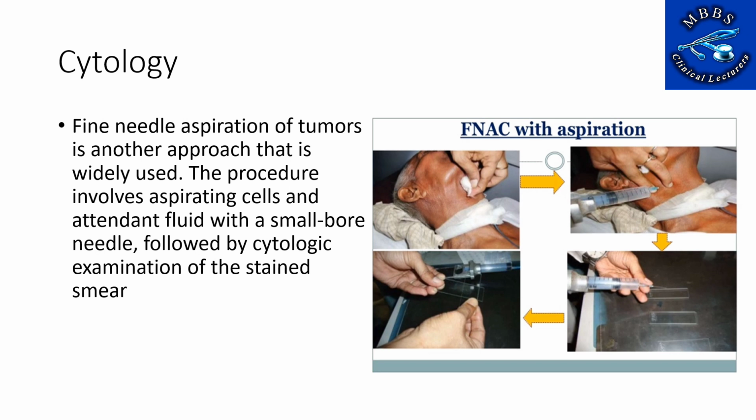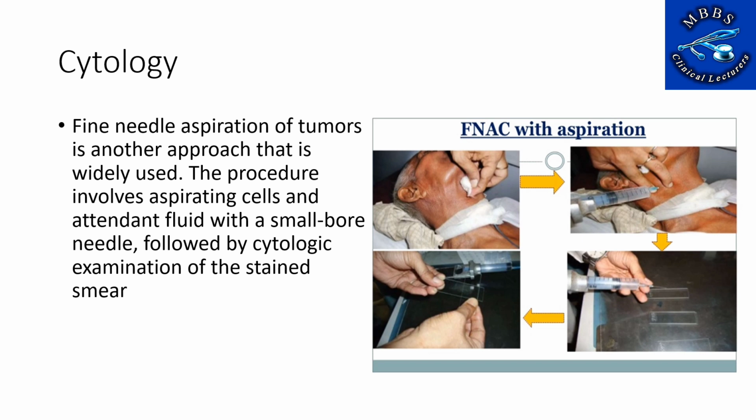In cytology, the aspirate which we take from the tumor is known as fine needle aspiration cytology, or FNAC. There are four pictures given in this diagram. You can see the first one.